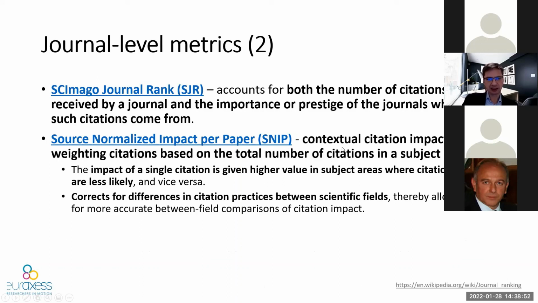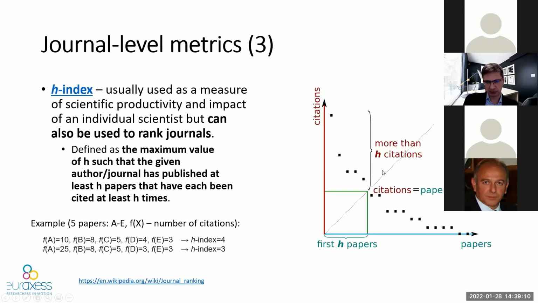SNIP practically normalizes these factors because in some areas it's harder to get cited. It's, for example, easier to get cited in medicine than in engineering. So SNIP takes this into account, and journals get evaluated in the same normalized way.